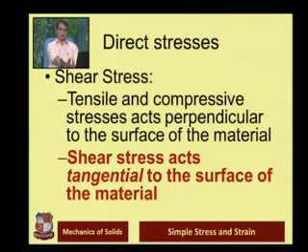The next type of stress is shear stress. Now here tensile and compressive stresses act perpendicular to the surface of the material, whereas shear stress acts tangential to the surface of the material. There is a bit of difference between these types of stress.